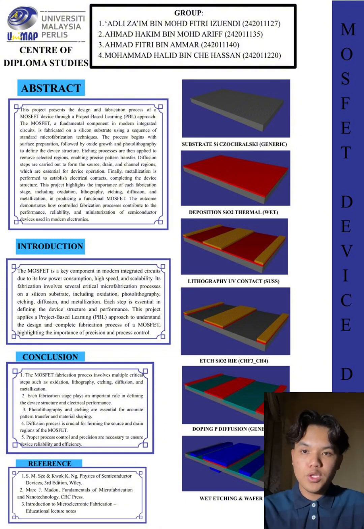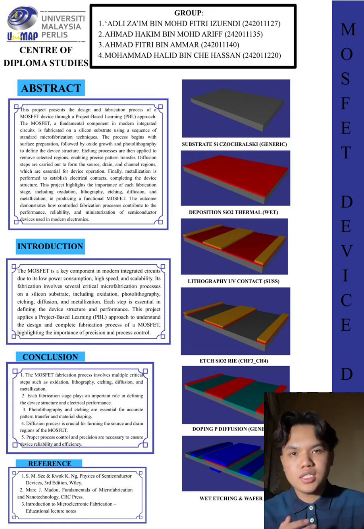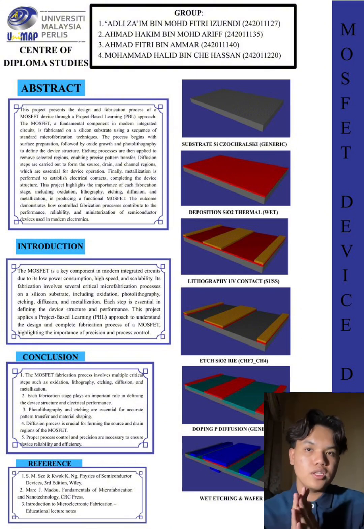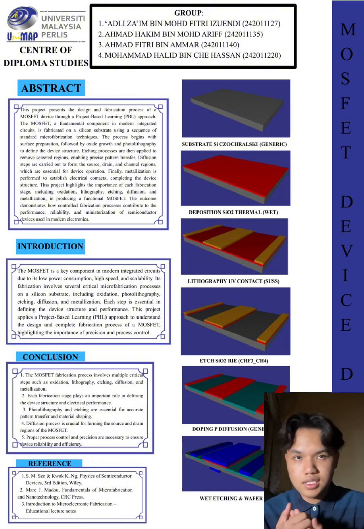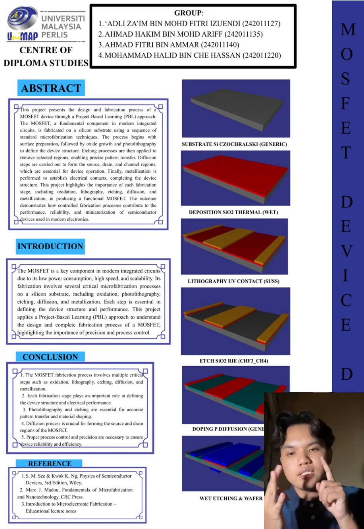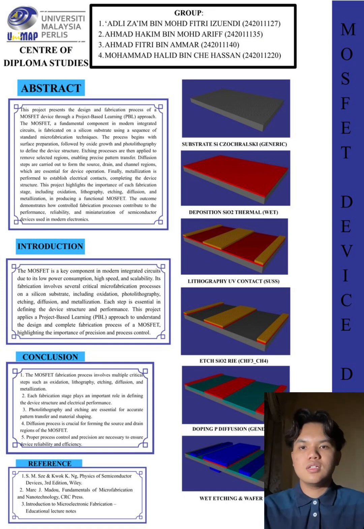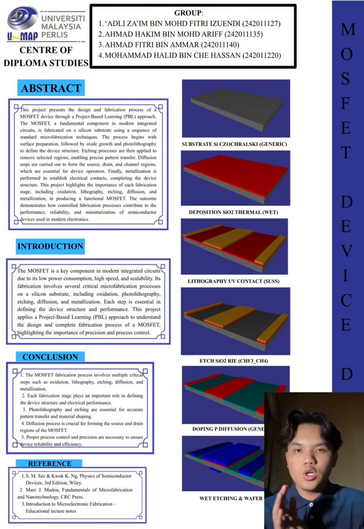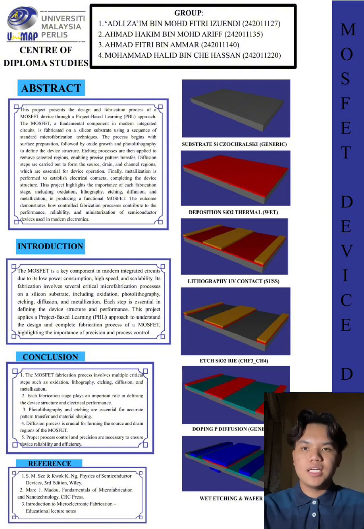So for doping, we use P-type diffusion. In this process, impurities are introduced into the silicon to modify its electrical properties. These impurities can create regions with different conductivity. This is very important because it forms the active regions of the device, such as source, drain, and channel regions. Without doping, the silicon would not function properly in electronic applications.